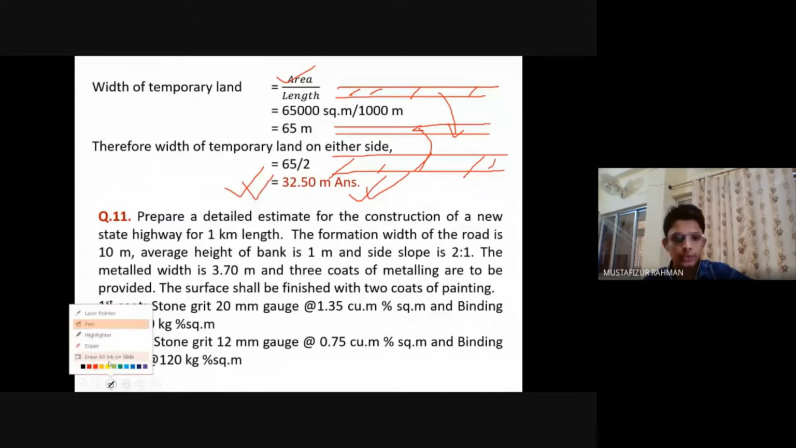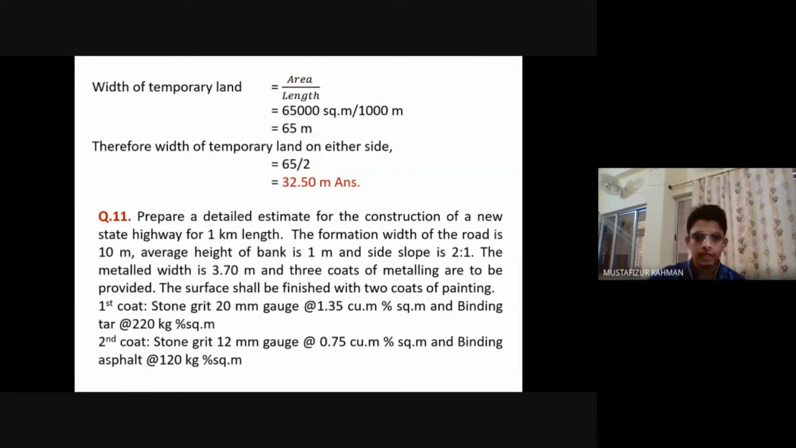After that, we will go to another numerical. Now in this one, we are asked to prepare a detailed estimate for the construction of a new state highway, 1 kilometer length. Formation width is given, average height is given, side slope is given 2:1. Always remember it will be horizontal is to vertical.